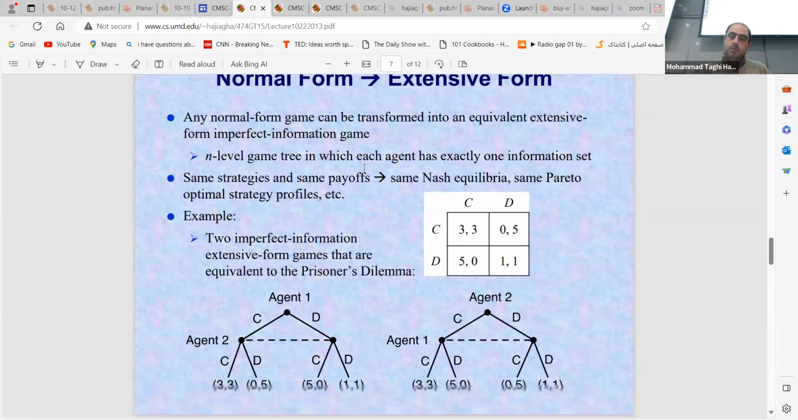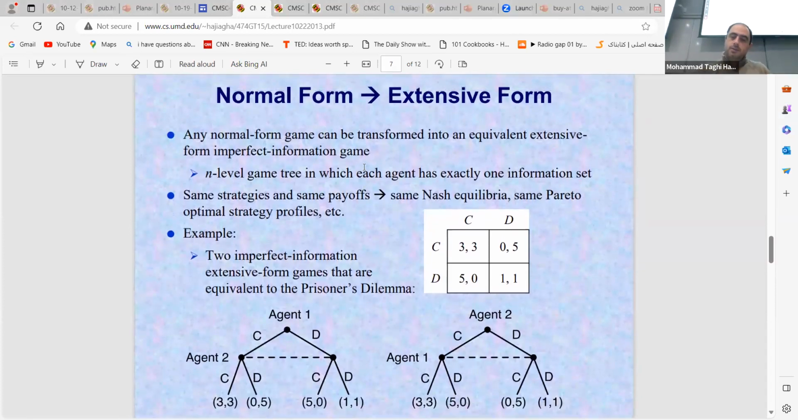What was the goal? The goal was this one. What was from normal form game to extensive form? We talk about it, yeah, perfect information game. We could also do that in normal form games.